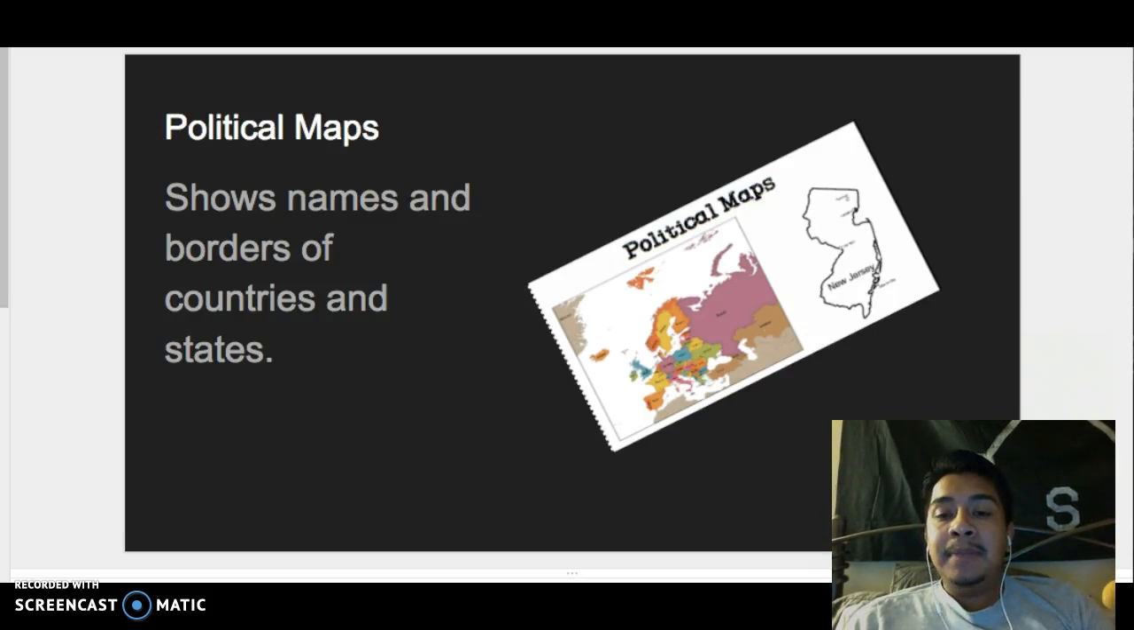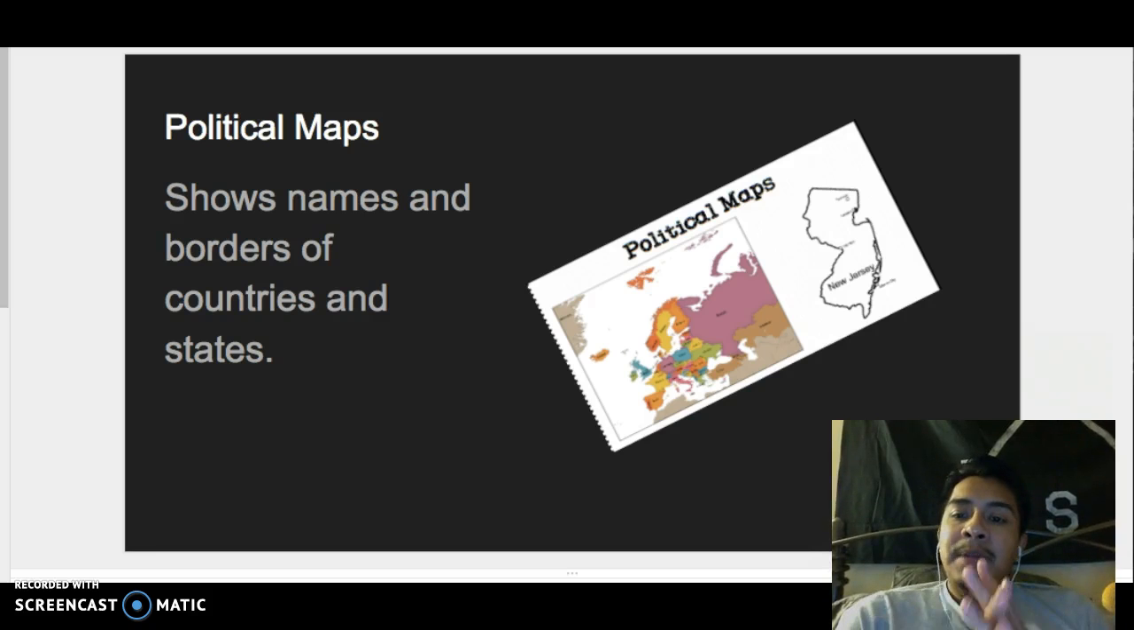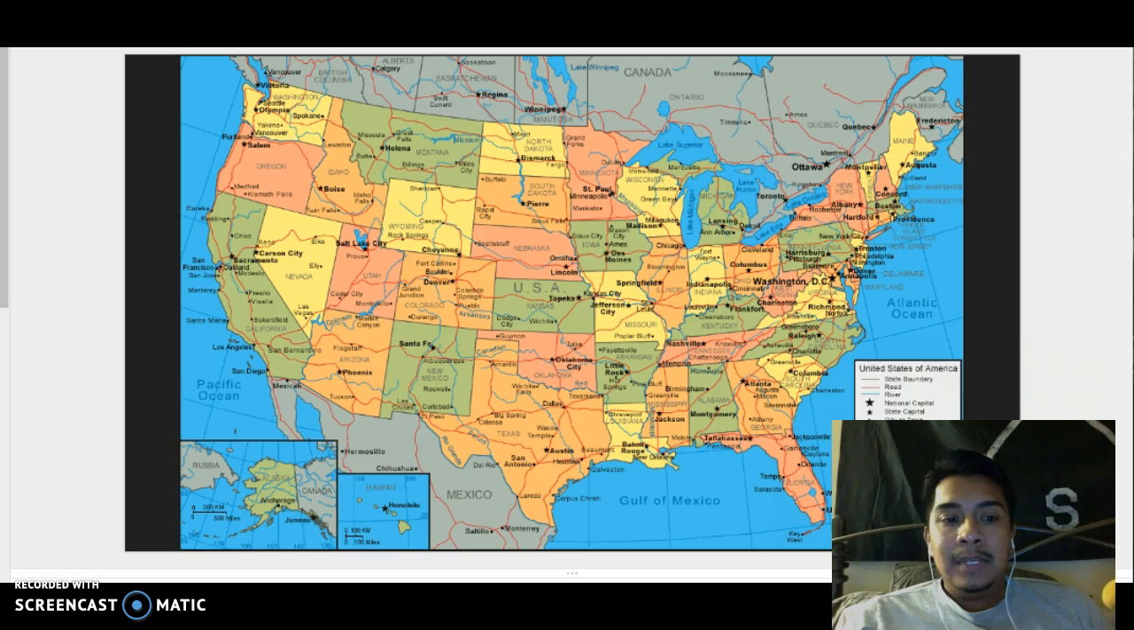The next type of map is a political map. Instead of showing the physical features, political maps show the human features. What I mean by that is it shows the names that humans have given an area and the borders of countries and states. As you can see here, this does not show us where the mountains are. It shows us water, but it's not specifically a physical map. It shows us the different states as well as the different countries, separating them by state and country. So take a look at the difference between physical and political.